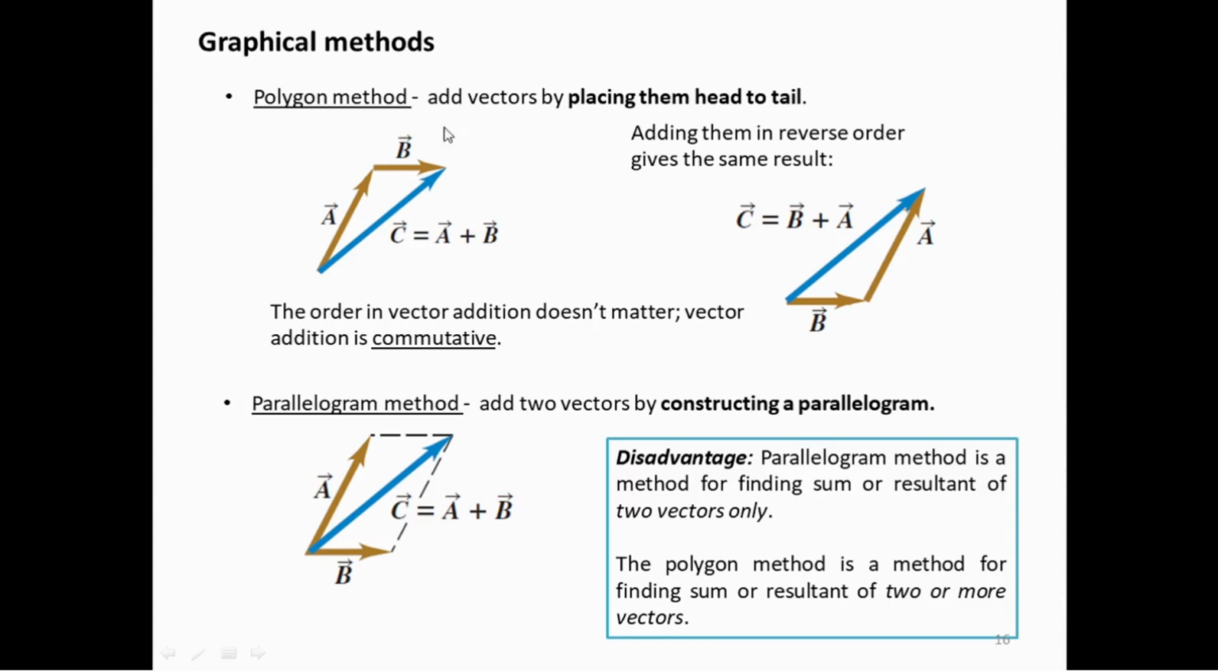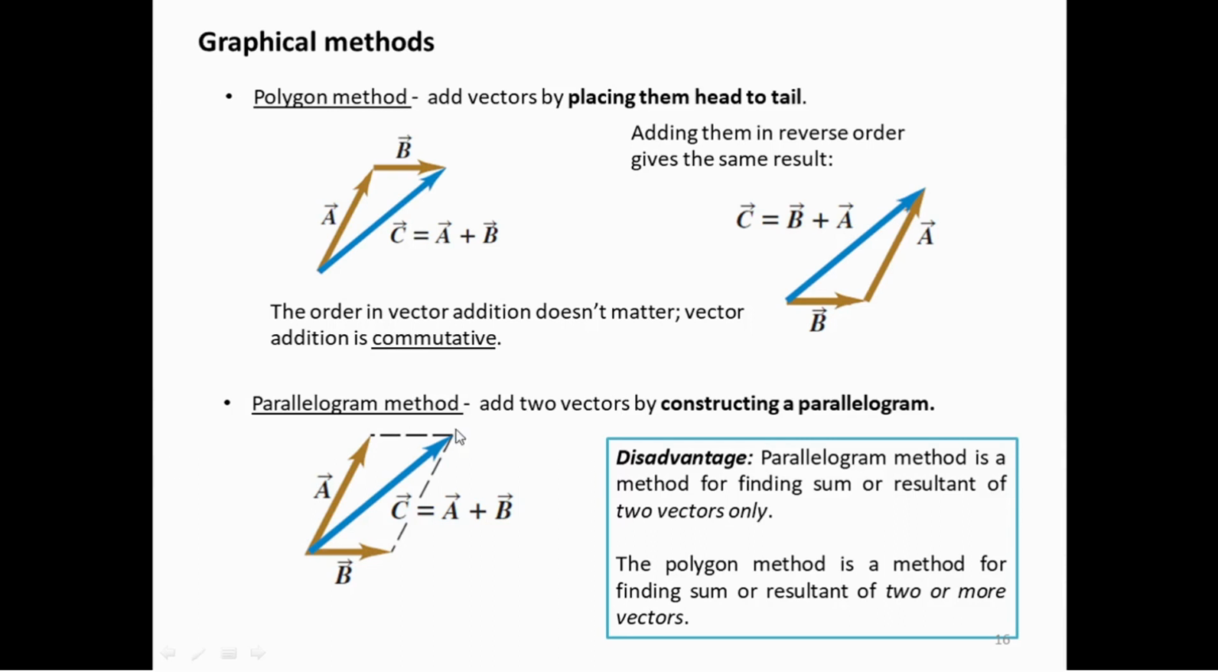So here in the polygon method, you can add two or more vectors, but in the parallelogram method, you can only add two vectors. So the polygon method is a method of finding the sum, or the resultant, of two or more vectors. So again, the parallelogram method can only be used for adding two vectors.